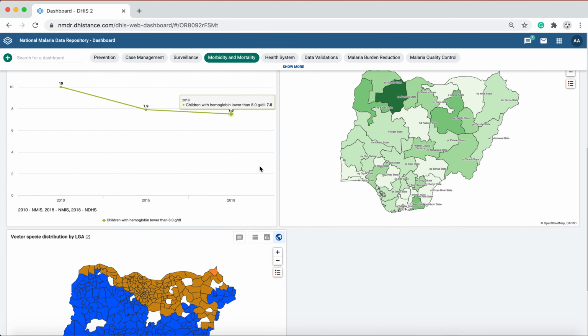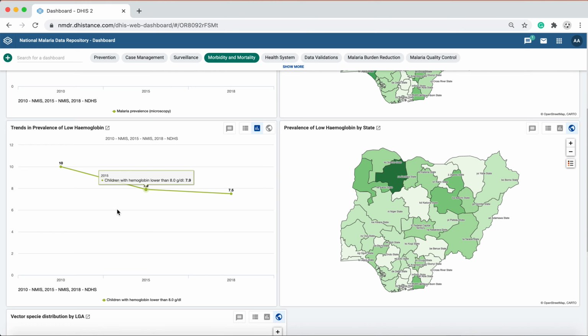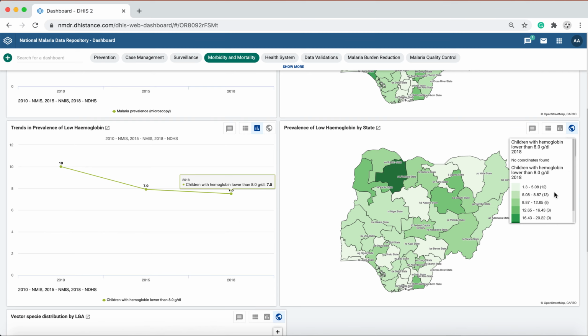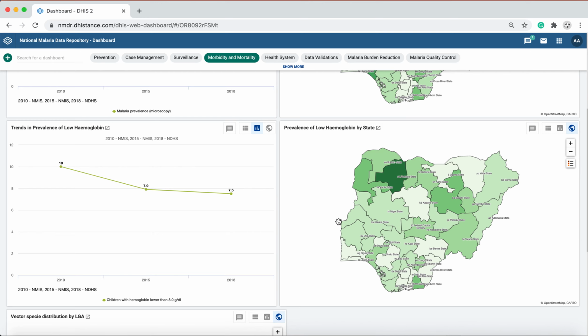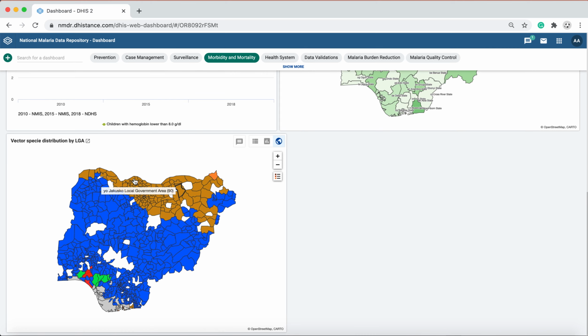So we also track low hemoglobin, less than 8 grams per deciliter, with data from 2010, 2015, and 2018 DHS. So we also have a map representing the country for the 2018 DHS. You could see a value that dropped from 10% to 7.5% in 2018. We also have a legend to look at how many states fall into the higher category and the other shading that follows. Then we also have a vector species distribution by LGA.